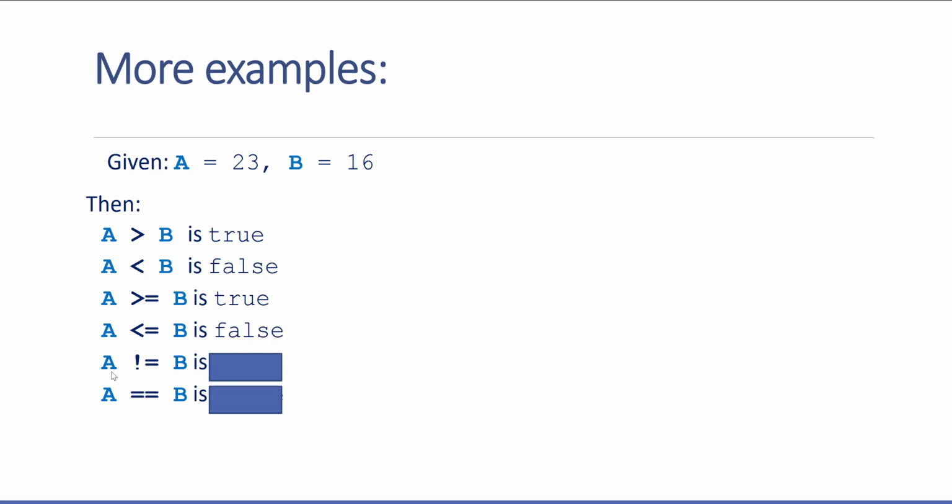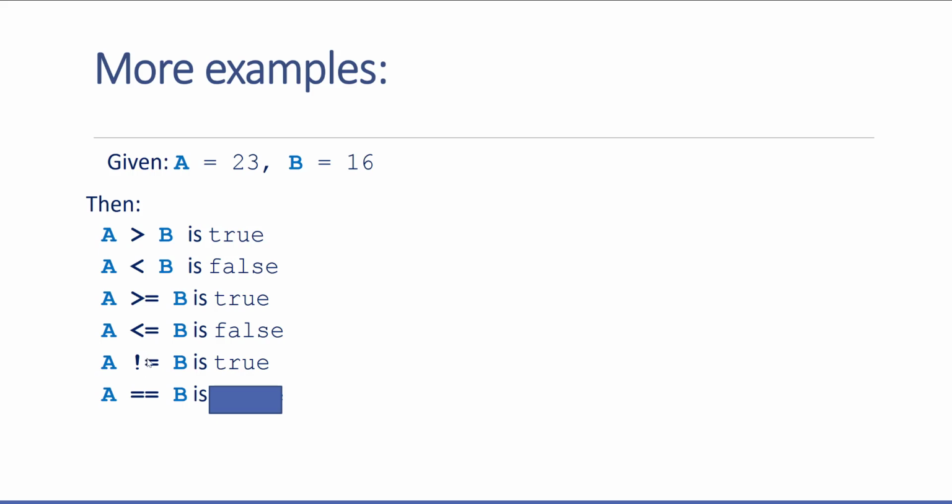This is asking, is A not equal to B? In other words, are these the same values or not? And in this case, they're not the same values, are they? Are A and B the same values? Nope, so that is true. A is not equal to B, so that is true.